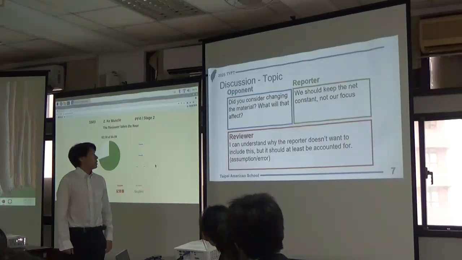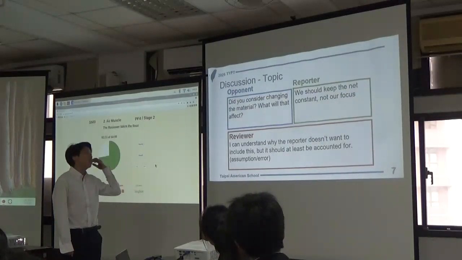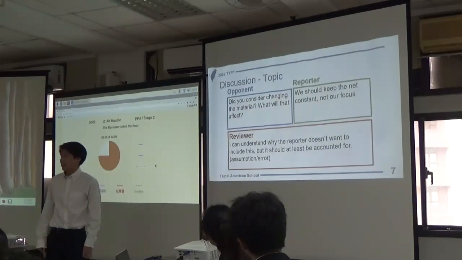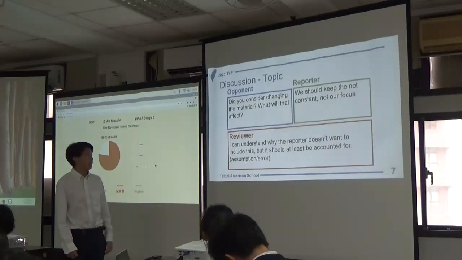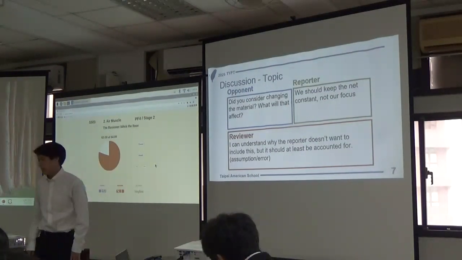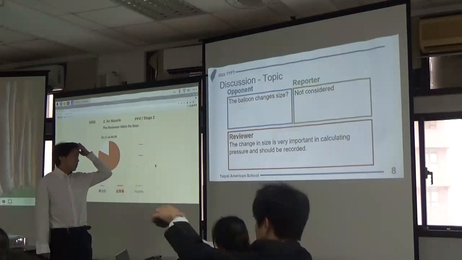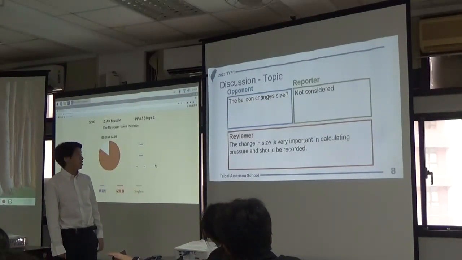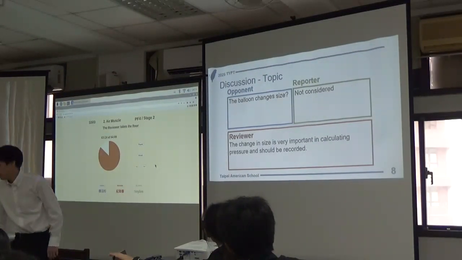Then the opponent asked, did you consider changing the materials and what will that affect? The reporter said that they should keep the net constant because that's not their focus, and I can understand why the reporter doesn't want to include another variable in their experiment, but I think they should have at least accounted for this, maybe as an assumption or an error. And then the opponent asked, does the balloon change size? The reporter said they didn't consider this. I found this pretty strange because changing the size is very important in calculating volume and pressure.